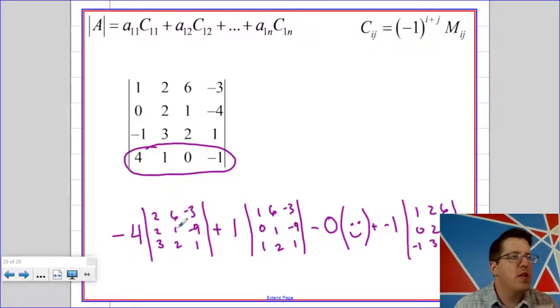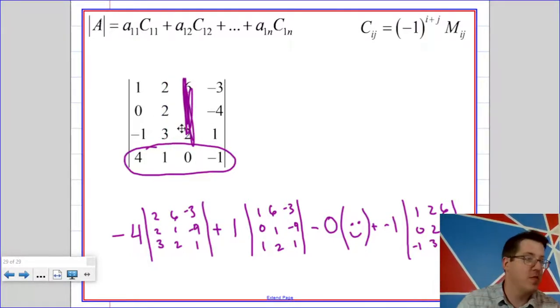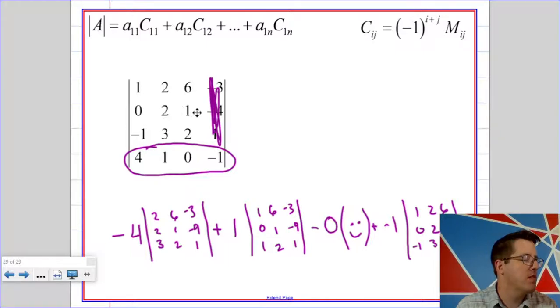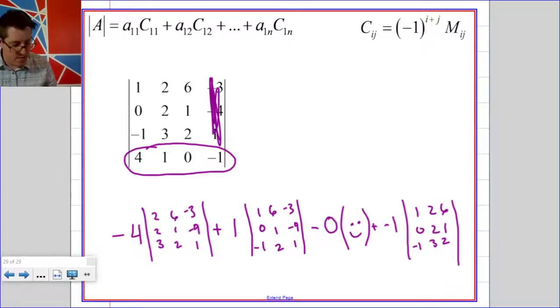Okay, so I've written in the matrices for the 4 which we're subtracting, I'm using this matrix, 2, 6, -3, 2, 1, -4, 3, 2, 1. For the 1 which I'm adding, I'm using this 3 by 3 matrix. I don't care about the 0 because it's a 0, so I'm not even going to bother writing it down. And for the -1 that I'm adding, 1, 2, 6, 0, 2, 1, -1, 3, 2. Okay, I noticed the tiniest mistake here. I had a +1 instead of a -1, so let's make sure we fix that.